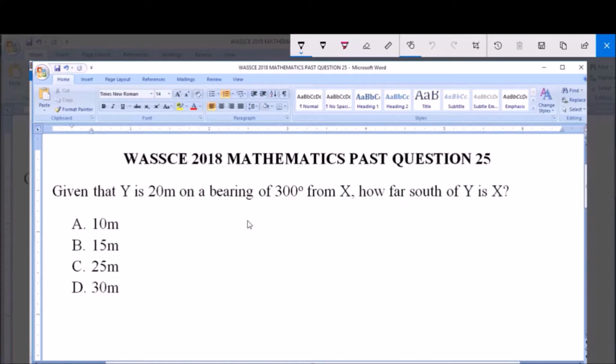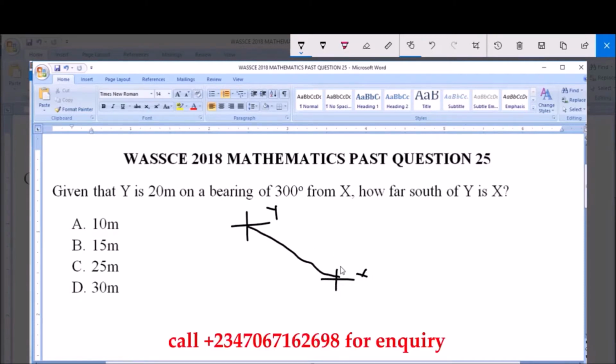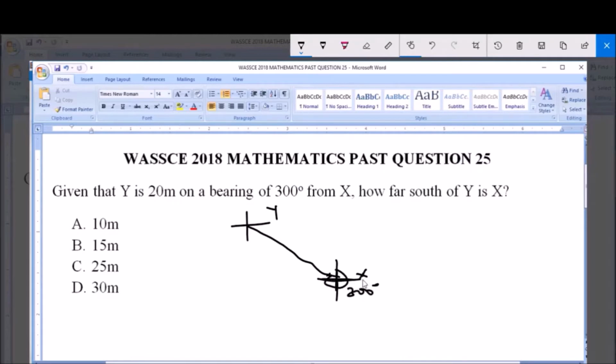Now given a bearing, let's call these points y, and point y is 300 degrees from x. Now this is point x. Now 300 degrees from point x will be somewhere here, so that we can see that from here to this angle is 300 degrees. Now we are asked to find what here now is 20 meters from the question, and we are asked to find how far south of y is x.